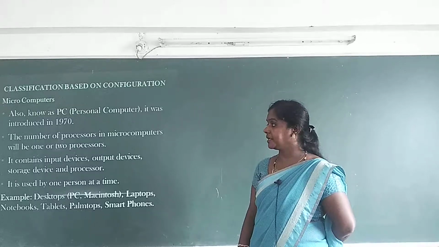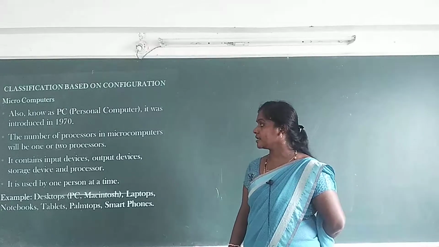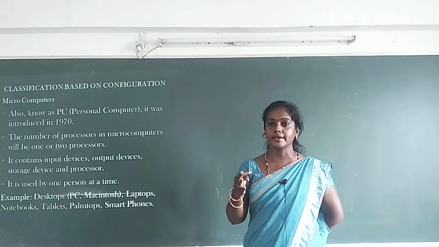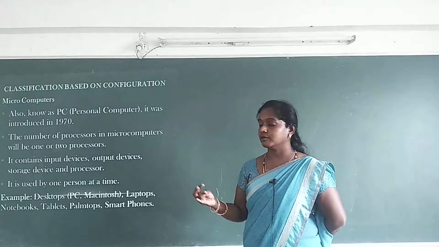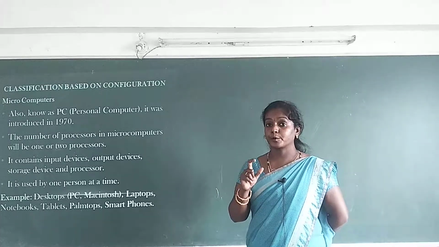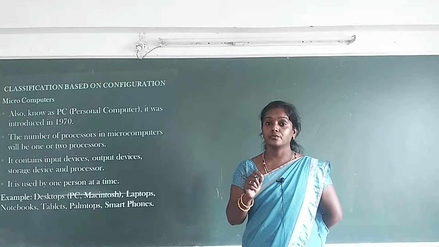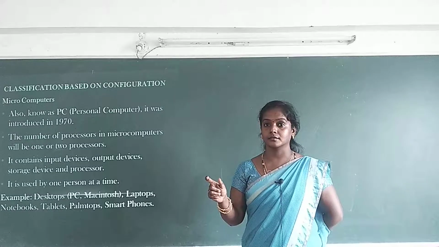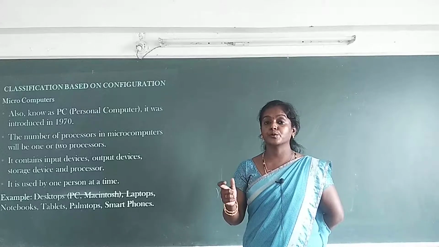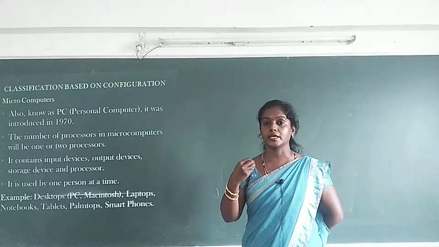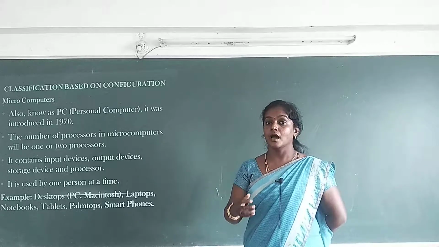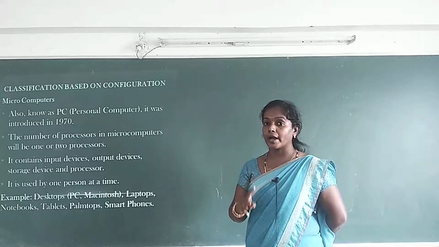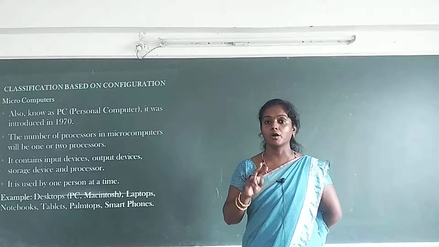Next, it contains input devices, output devices, a storage device, and a processor. The processor will process the task. Whatever input we have given, whatever instructions we have given, it processes that. Any change, any calculation, everything is done in this processor. So a microcomputer contains only one or two processors.